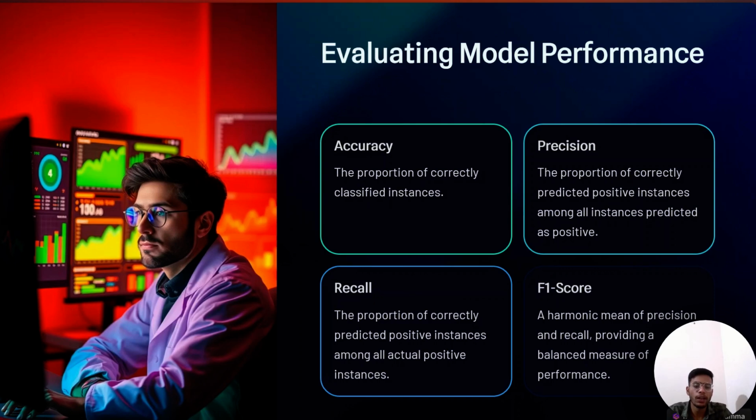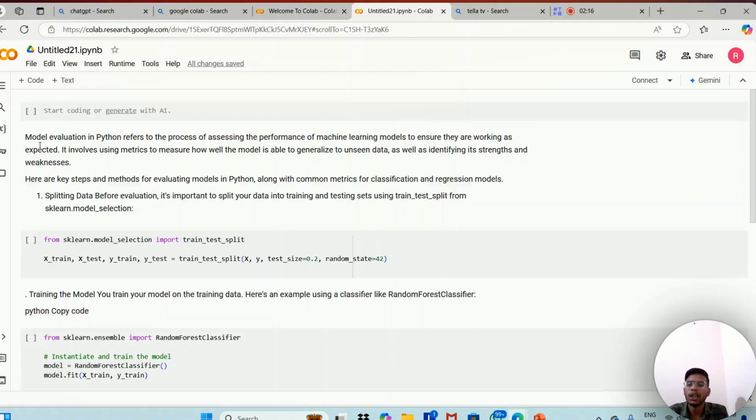Next, we have F1 score. F1 score is the harmonic mean of precision and recall, providing a balanced measure of performance. Literally, model evaluation in Python refers to the process of assessing performance of machine learning models to ensure they are working as expected. It involves using metrics to measure how well the model is able to generalize to unseen data as well as identifying its strengths and weaknesses.